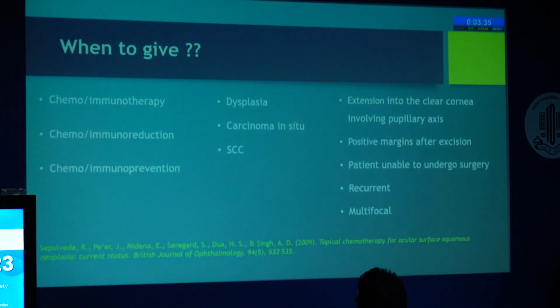the stem cell deficiency. So when to give these topical therapies: we can use it as a therapy, as a chemo or immunoreduction, as a preventive measure, and it can be used in any type of cases, dysplasia to SCC, mainly in cases where the patient is unfit for surgery, or if the tumor is involving the pupillary axis, or if the tumor is recurrent or multifocal.